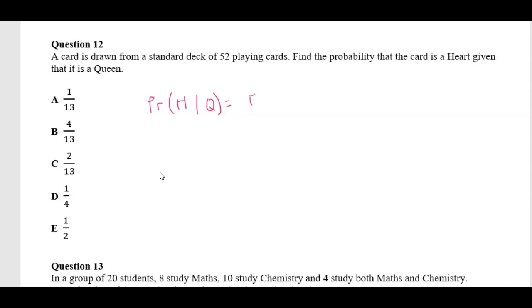Okay, so we've got the probability of a heart and a queen. Now I wish I had drawn a heart. Probability of a queen. Okay, so how many cards are queen of hearts? So we have 1. How many queens? We have 4. So for that one, it is D.